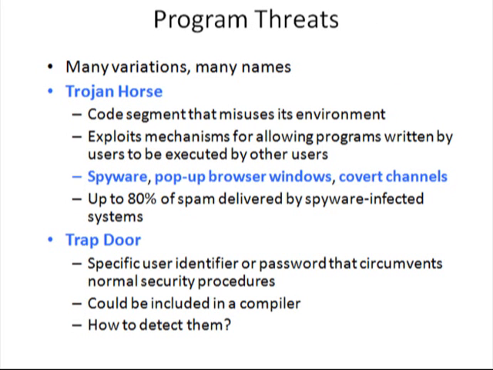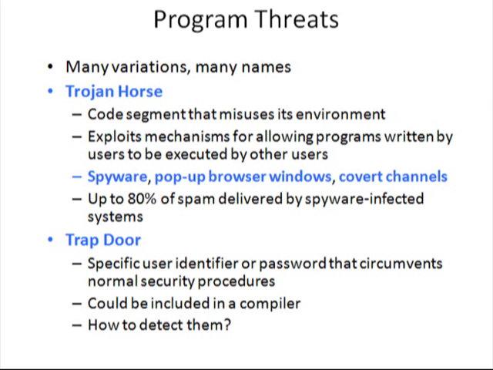Now there are various program threats. Whenever we talk about program threats, there are many variations and hence there are different names. So the first one is a Trojan horse. It's a code segment that misuses its environment and exploits the mechanism for allowing programs written by the users to be executed by some other users, which they do not have access to. Some of them could be spyware, pop-up browser windows, and covert channels. These come under Trojan horse. Generally, up to 80% of the spam delivered by spyware infected systems is generally a Trojan horse.